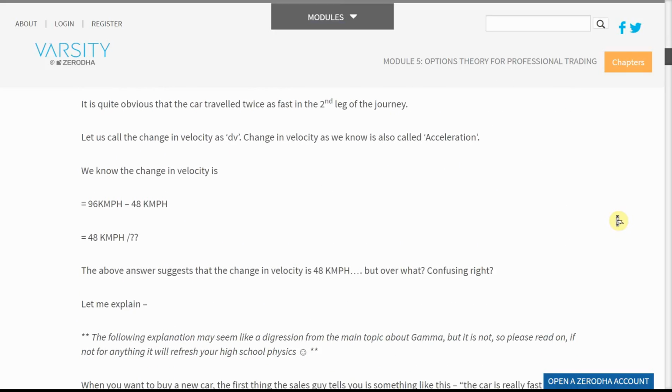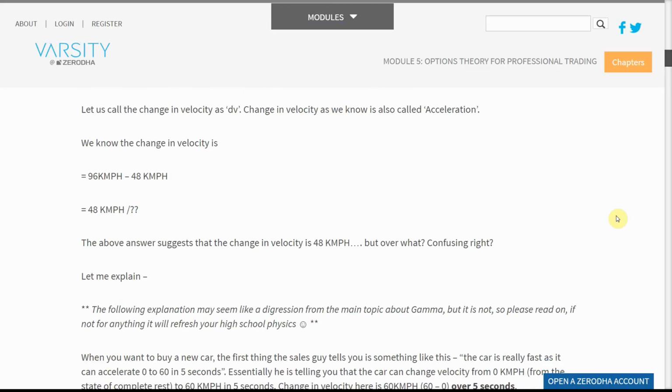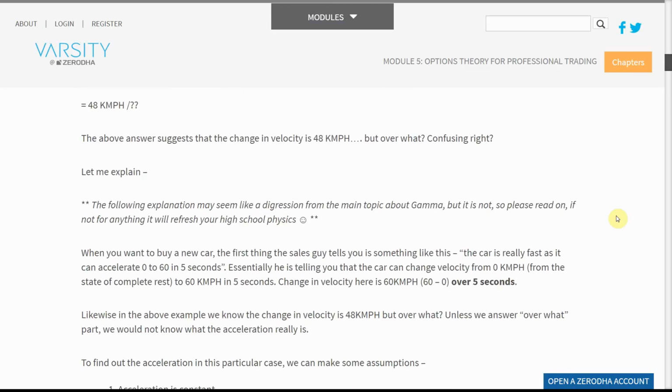Let us call the change in velocity dv. Change in velocity, as we know, is also called acceleration. We know the change in velocity equals 96 kmph - 48 kmph = 48 kmph. The above answer suggests that the change in velocity is 48 kmph. But over what? Confusing, right?